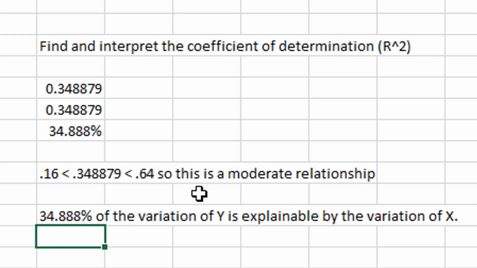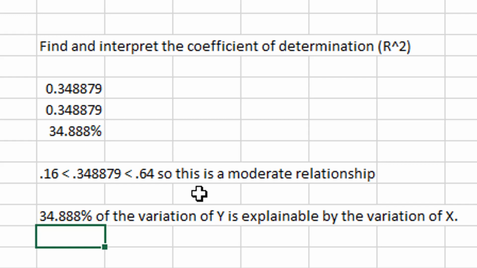So 34.88% of the variation in y. As y varies, y has lots of different values, it varies a lot. Part of that variation is explainable by the value of x. Part of it is attributable to other factors, randomness, other variables that I'm not looking at, whatever they may be. So the coefficient of determination is what proportion of the variation in y is explainable by x. Coefficient of determination is not what percentage of the data points will lie along the line. That's not what it means. A lot of people say that. That's not true.